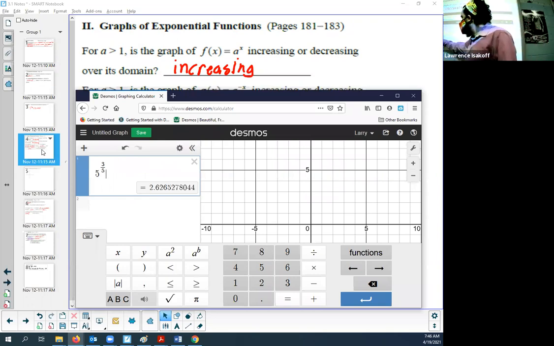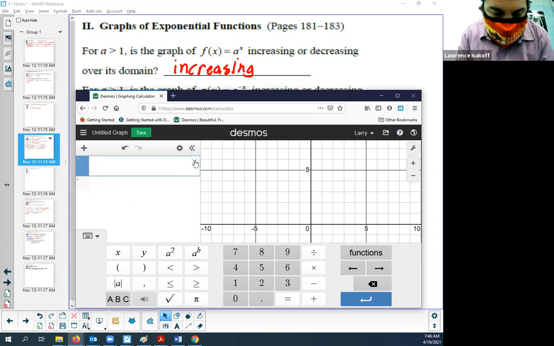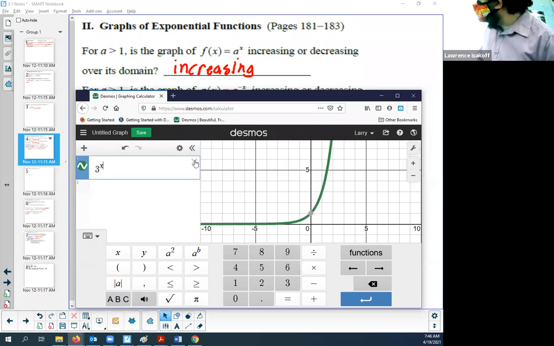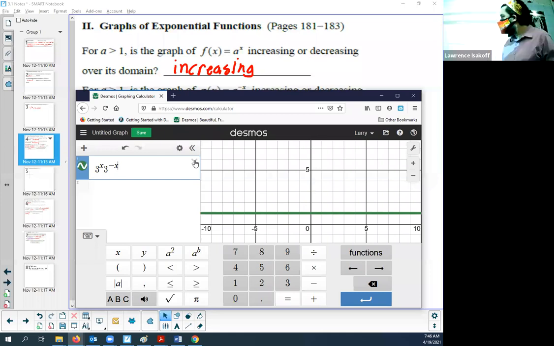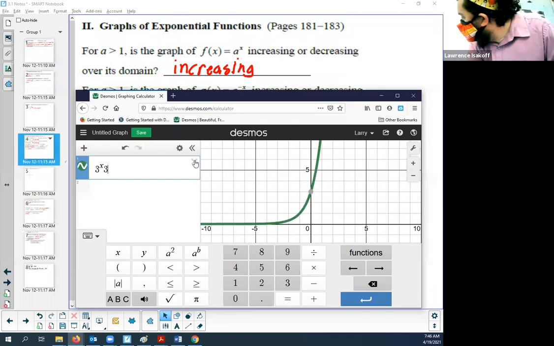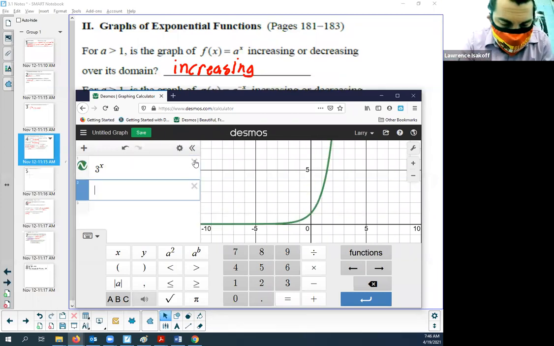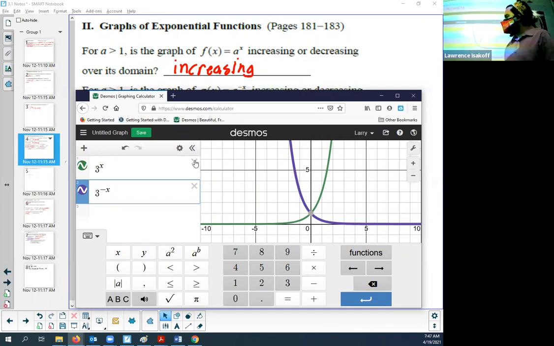Let's just quickly look at that. If I say 3 to the x, that's increasing. If I say 3 to the negative x, sorry about that, guys, I thought that was a new line. 3 to the negative x, that blue graph we now see as a decreasing graph.